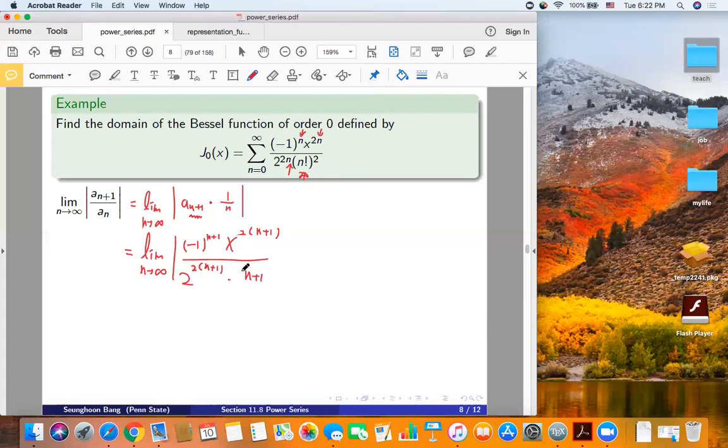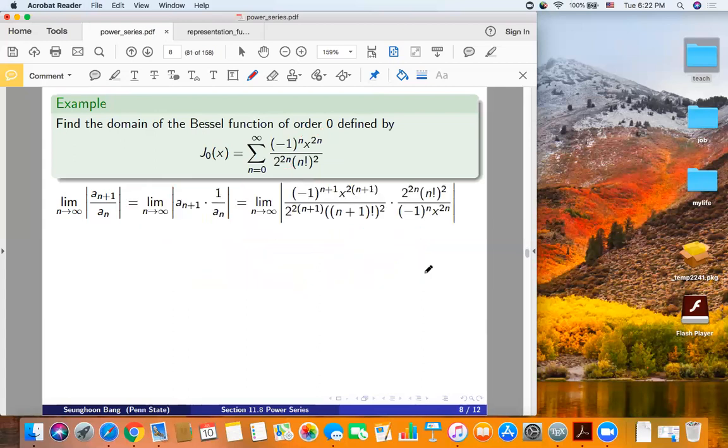Times n plus 1 factorial squared, times 1 over an. 1 over an is the reciprocal. The reciprocal of an is 2 to the 2n times n factorial squared over minus 1 to the power n, x to the power 2n. So this is exactly the limit of the absolute value of an plus 1 over an. So we have it like this.